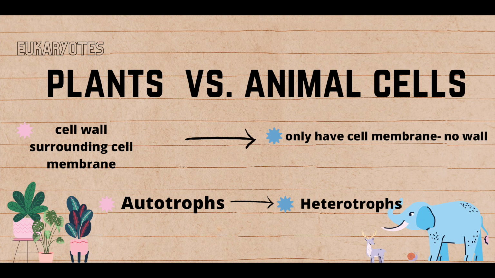Humans and animals, on the other hand, cannot do photosynthesis. Heterotrophs are called consumers because they must consume something else in order to get their food and their energy. So these are the major differences between plant and animal cells. And remember that both plant and animal cells are eukaryotic cells. Now let's talk about the similarities between the two.